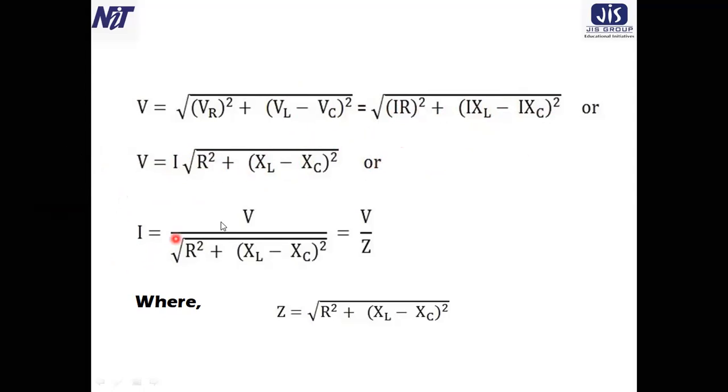Or from this equation, we can say that I equals V divided by root over R square plus XL minus XC whole square. So this is actually Z. So we can say that I equals V by Z, where Z equals root over R square plus XL minus XC whole square. So in this way, we can find the applied voltage magnitude.